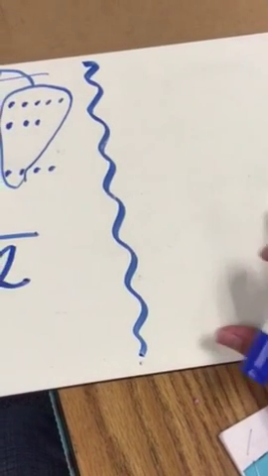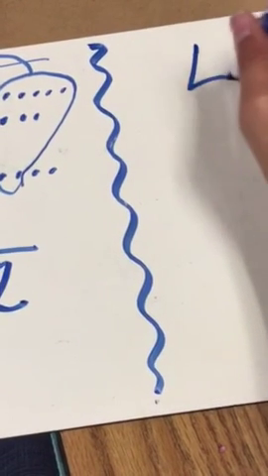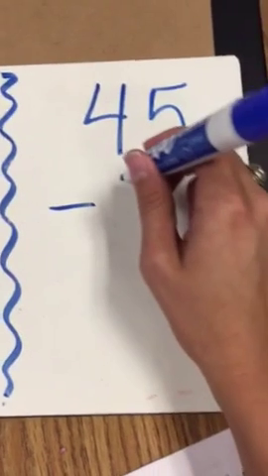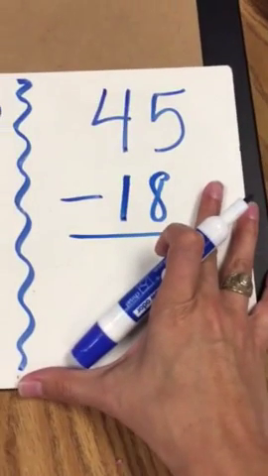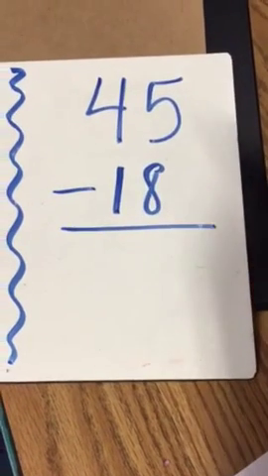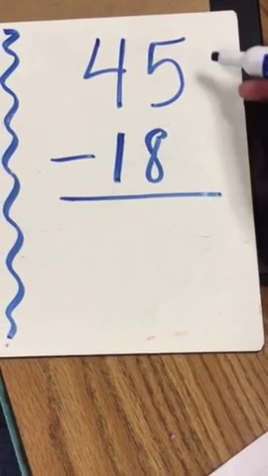Now we're going to come over here to subtraction, and we will do the number 45 minus, I'm sorry, I cannot see, sorry about that, minus 18. So when we subtract, we are still using our pictorial model. But when we subtract, we only draw for the top number. So we're not going to draw the bottom, we're just going to draw the top.